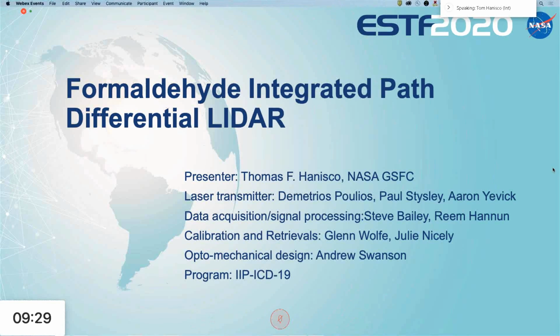And today I'll talk to you about a brand new IIT. This is an instrument concept, so it's a very low TRL. It's an idea that we'd like to prove, and it's called formaldehyde integrated path differential LiDAR. Next slide, please.